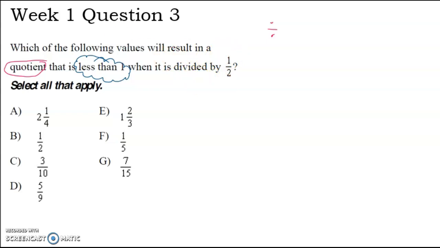So what it's asking you is, if I take this number, if I take A, which is 2 1/4, and I divide it by 1/2, will I get an answer that is less than 1? That's what it's asking you. So let's go ahead and try to do this, okay? This is a mixed number. This is a fraction. We need to turn this one into a fraction even if it's improper. Okay. So we do 4 times 2, which is 8, plus 1 more, which is 9, and we keep our denominator.